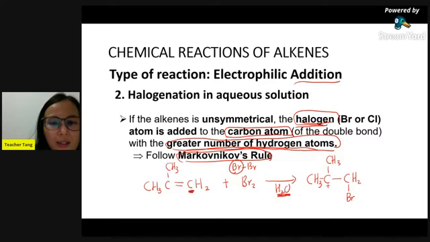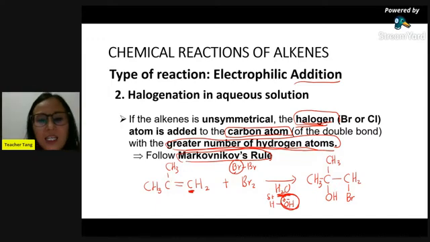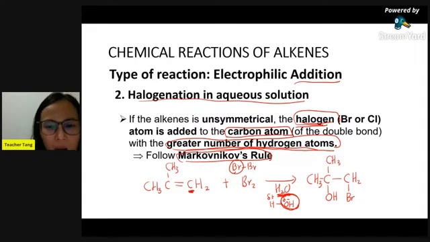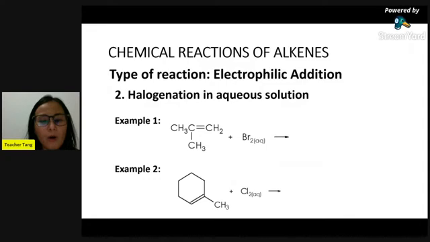Now the solvent is water. We know that water is partially positive on one side and partially negative on the other. The partially negative side of water will go to this carbon, therefore OH will come in like this. So this is the product if we conduct the halogenation in aqueous solution. The solvent water will affect the product. According to Markovnikov's rules, bromine or chlorine, the halogen, needs to go to the carbon of the carbon-carbon double bond which has the greater number of hydrogen atoms. We move on to look at more examples.